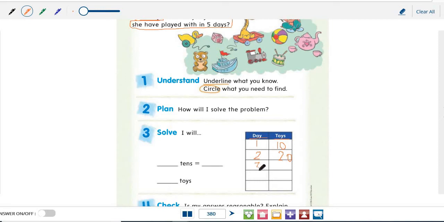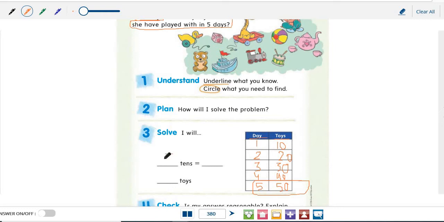In the third day, she will play with 30. In the fourth day, she will play with 40. In the fifth day, she will play with 50. Great job, grade 1. So Leah will play with 50 different toys through 5 days.